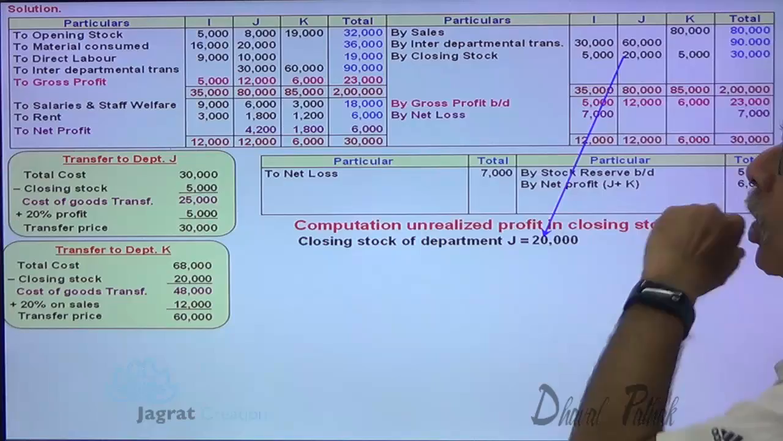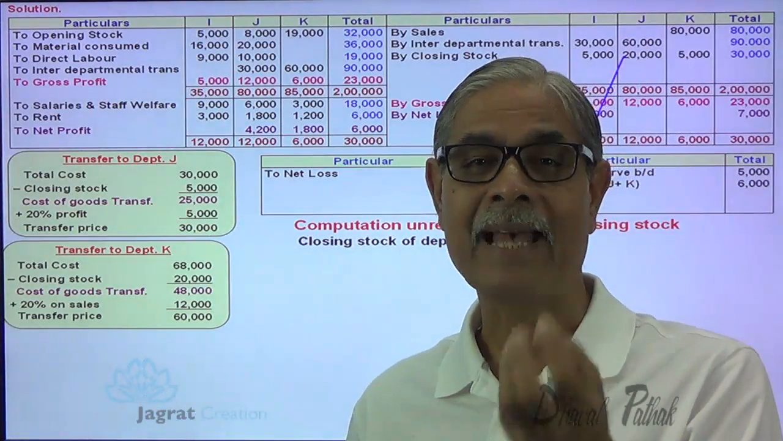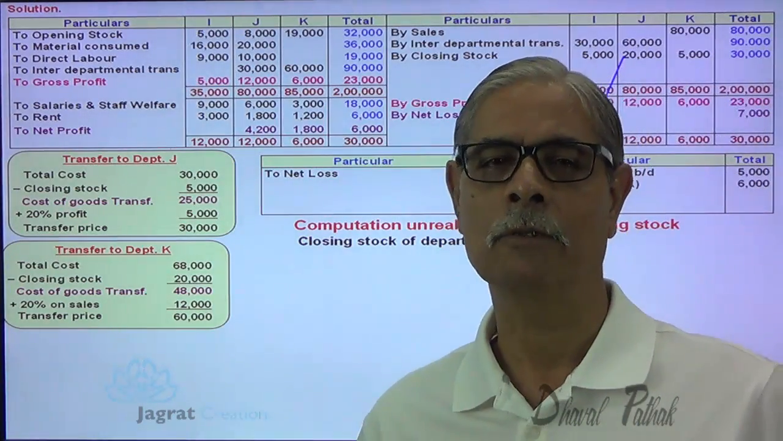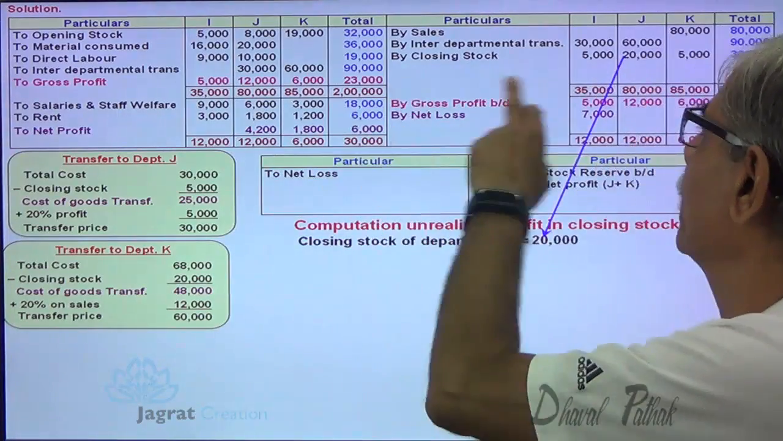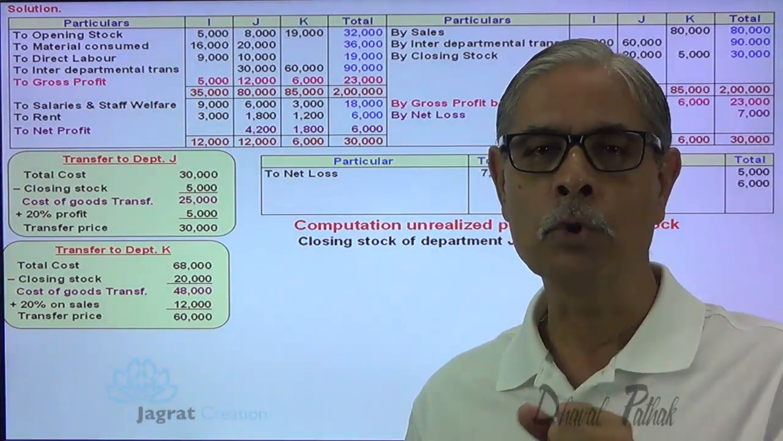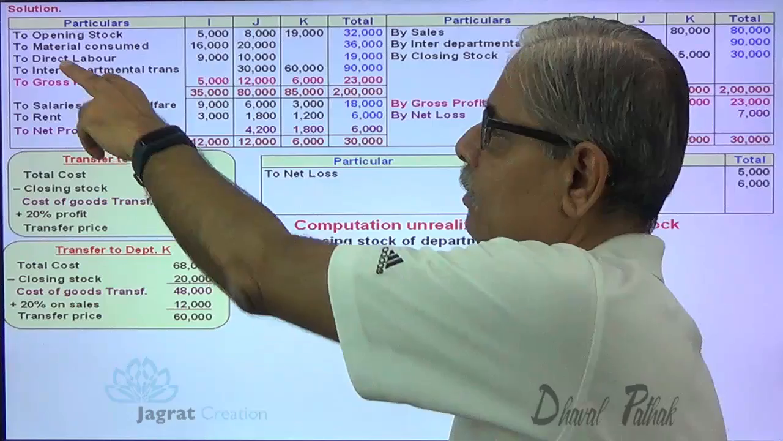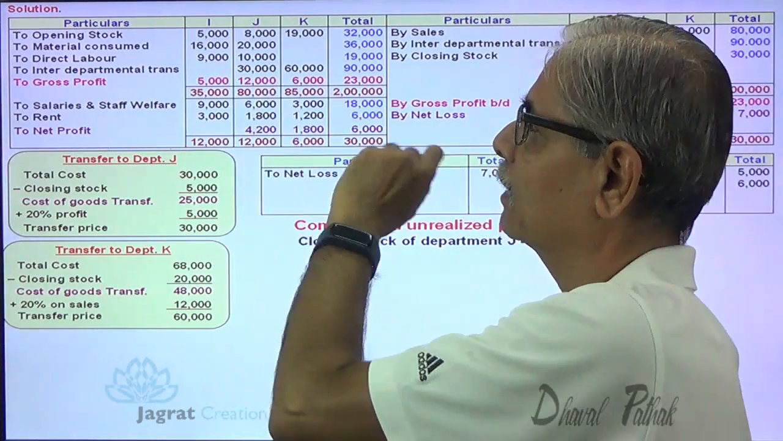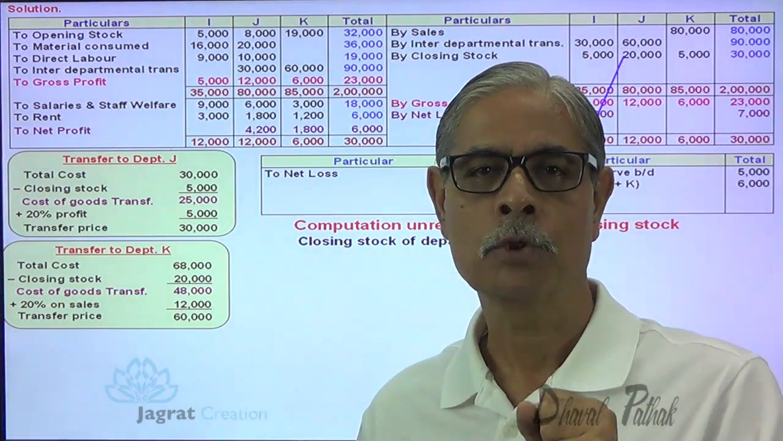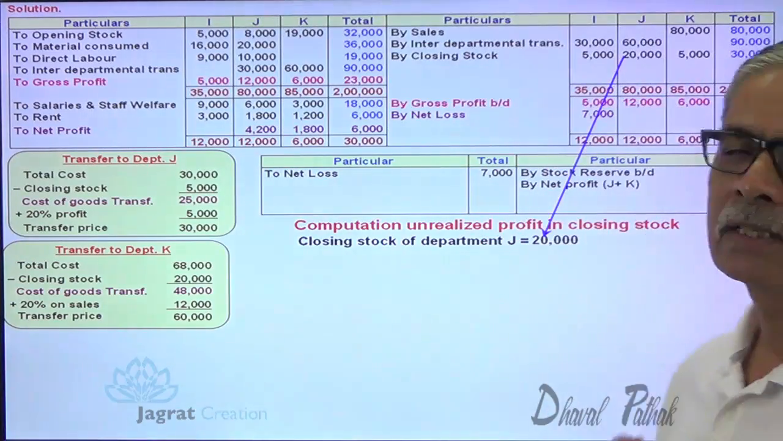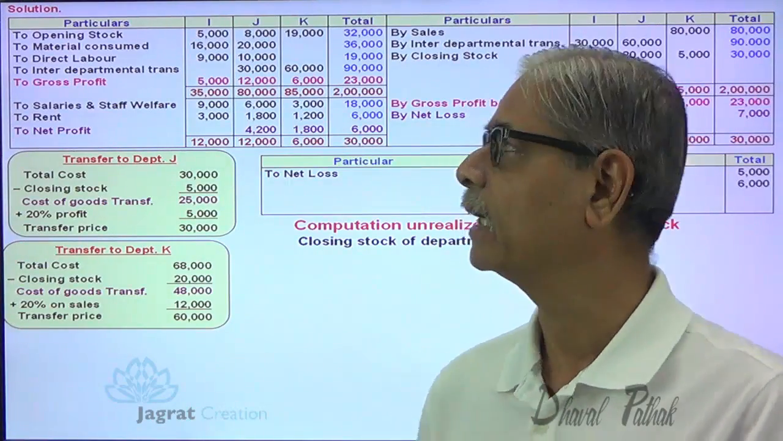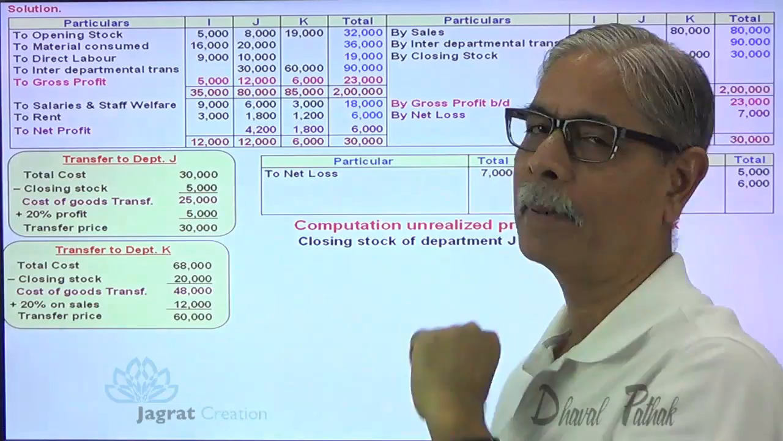So out of this total stock of 20,000, what is the segment of 30,000 embedded in this 20,000? That I will find out first of all. So 20,000 is the closing stock of department J. This closing stock includes material consumed 20,000, direct labor 10,000, inter-departmental transfer 30,000. So 20 plus 10 plus 30 is 60,000, the total cost, of which 20,000 is a constituent which has consumed proportionately material, direct labor and inter-departmental transfer.